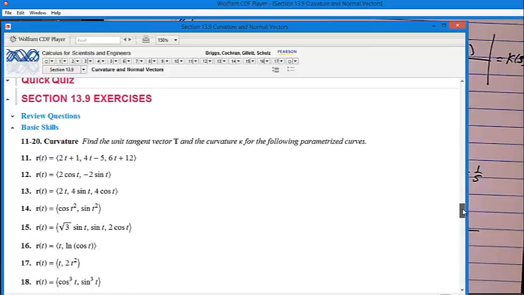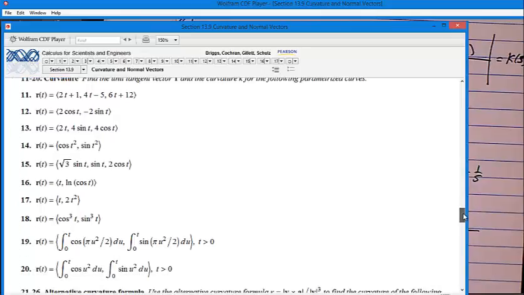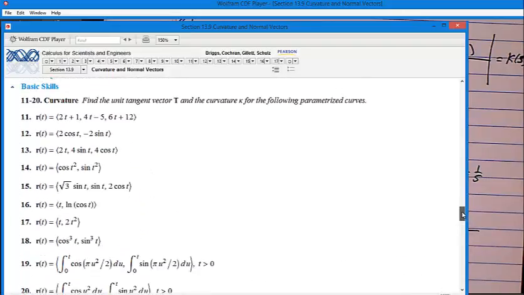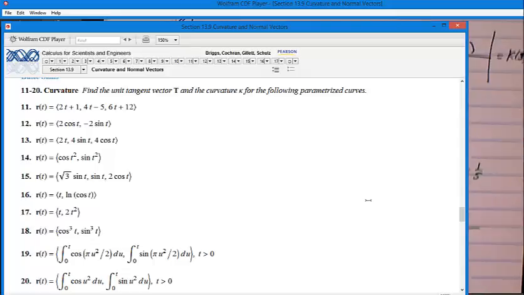Find the unit tangent vector and then the curvature for the following parametrized curves. What do you want to see? 16 has a log, 18 has trig. Any takers? Pick one, Paul. 18? All right, so we have cosine cubed and sine cubed. This one happens to be in the plane, so this is just 2-space.